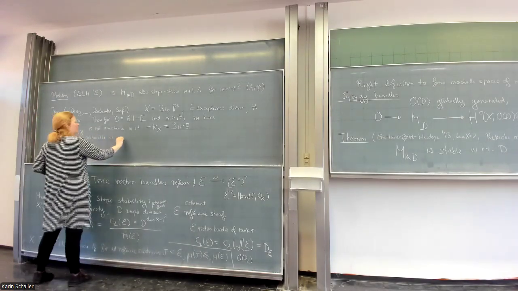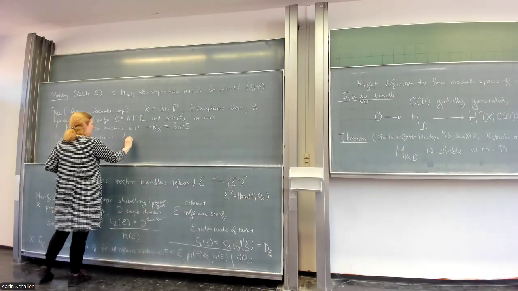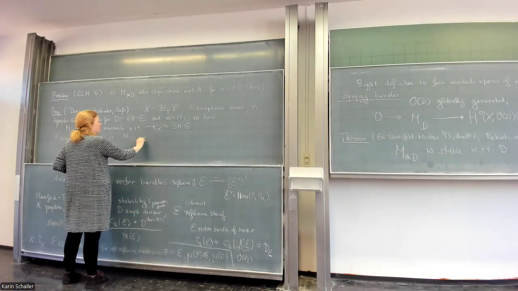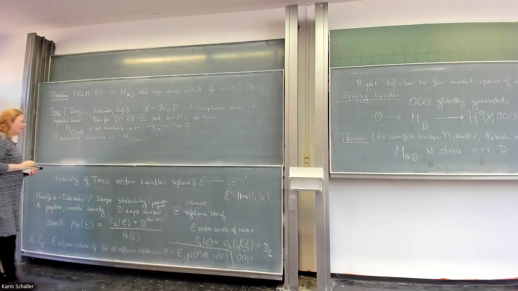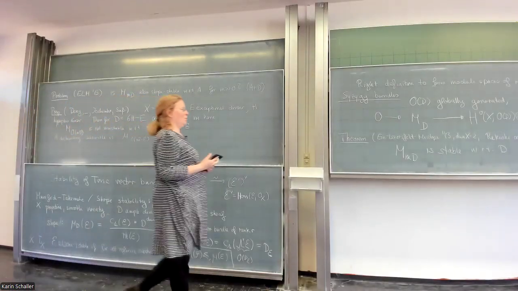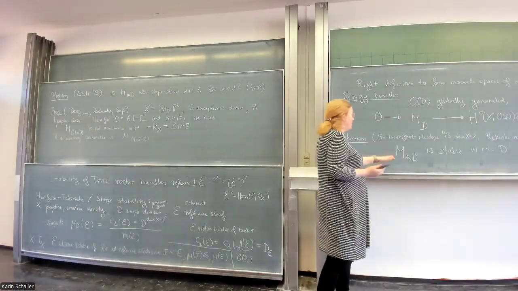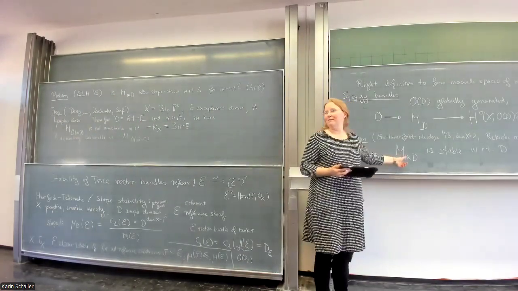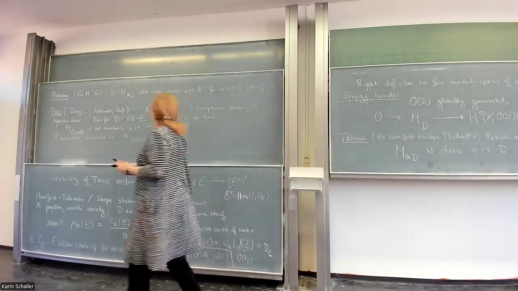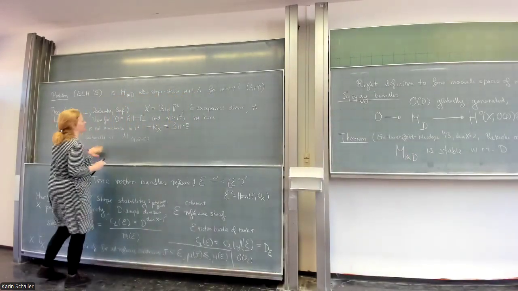A destabilizing subbundle is M of O(MD minus B). Okay, so yeah, that's somehow bad news. So then you can ask the more refined question: for which line bundles A is M of MD stable for M very large? We have an answer to this in this particular case.